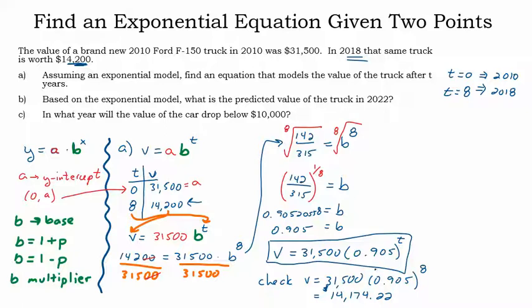That's kind of significant. And why did that happen? Well, it happened because I rounded this base value here. So if we wanted to get a more accurate answer, a more accurate model, we just do more digits for our base. Okay, let's go look at part B.